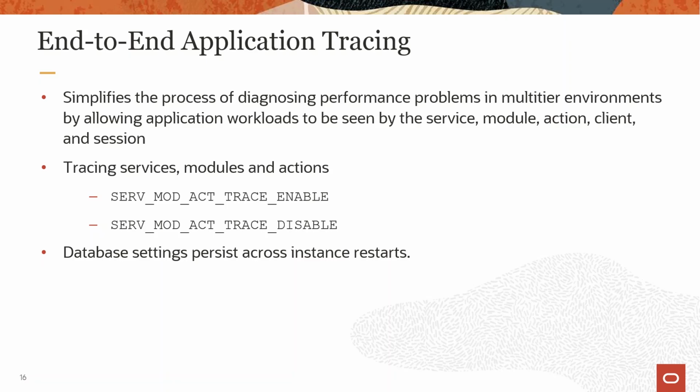If you talk about end-to-end application tracing, you have to talk about services. And if you talk about services, you can then also talk about modules and actions. This end-to-end application tracing is something that you can enable and afterwards disable at the service level, at the service module level, or at the service module action level. And any settings that you set for this end-to-end application tracing will persist across instance restarts.